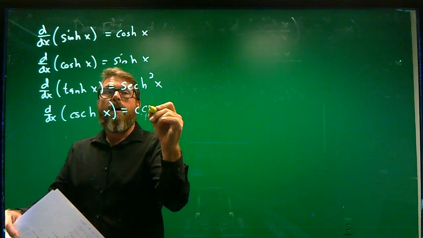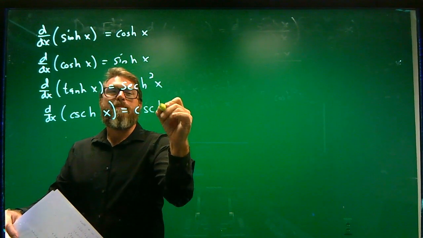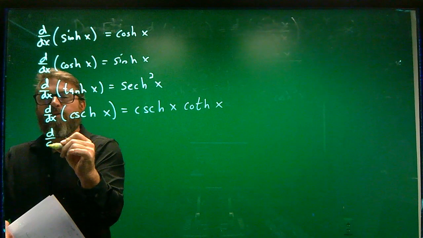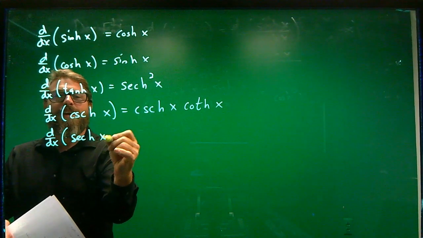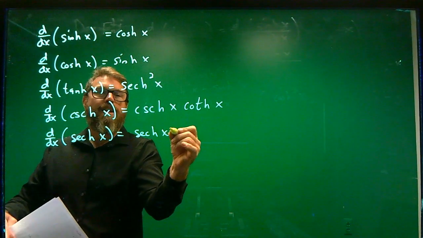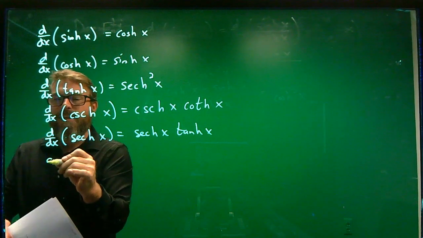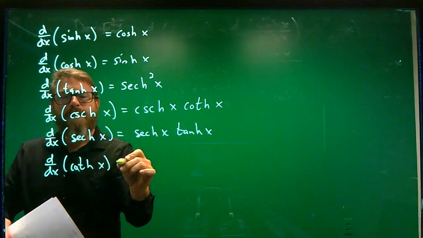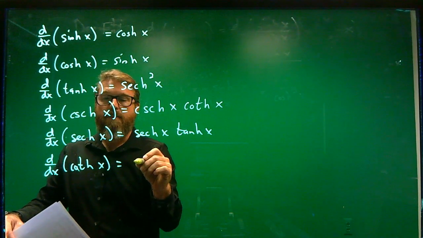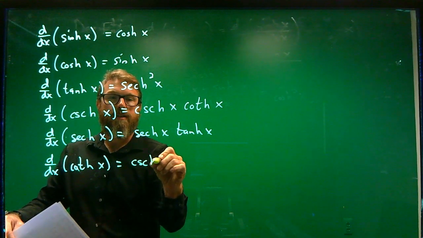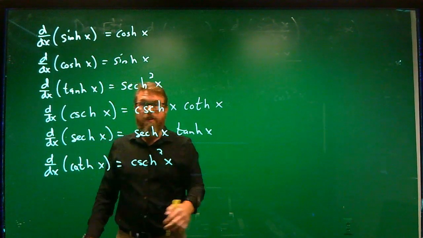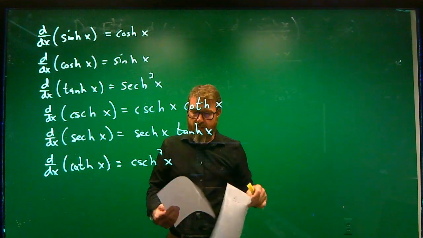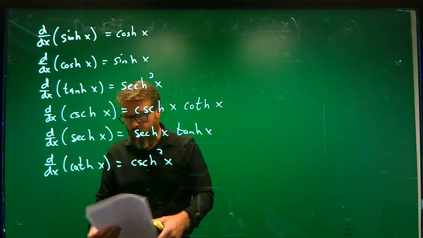This is going to be the hyperbolic cosecant of x times the hyperbolic cotangent of x. The derivative with respect to x of the hyperbolic secant of x is the hyperbolic secant of x times the hyperbolic tangent of x. And finally, the derivative with respect to x of the hyperbolic cotangent of x is equal to the hyperbolic cosecant squared of x, which also means their integrals, or antiderivatives, would go the other way. So let's practice just a couple of derivatives, and then I'll do a couple of integrals, and that'll finish this video.